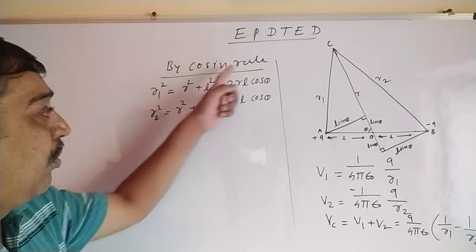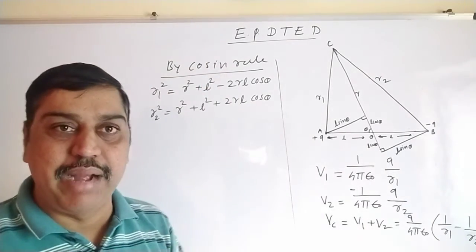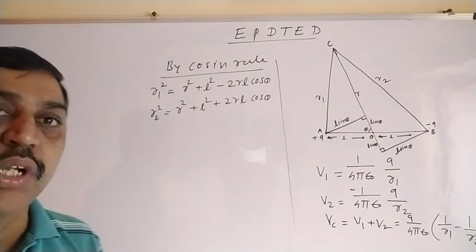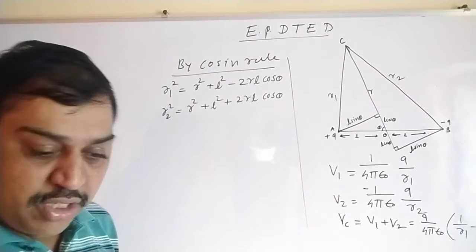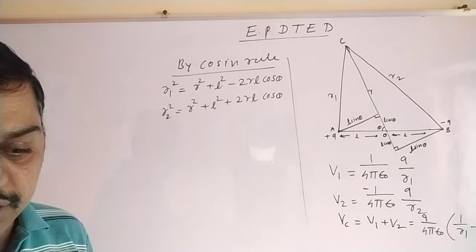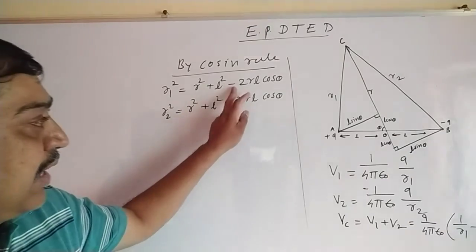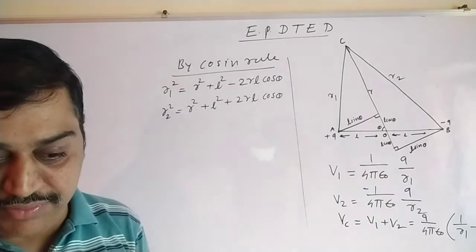There is a cosine rule in geometry. By that rule we have just written this equation. Those who don't have mathematics, it is better to remember this equation directly. So we have written these two equations. So 2RL cos theta, here it is minus, here it is plus. That is the difference only.